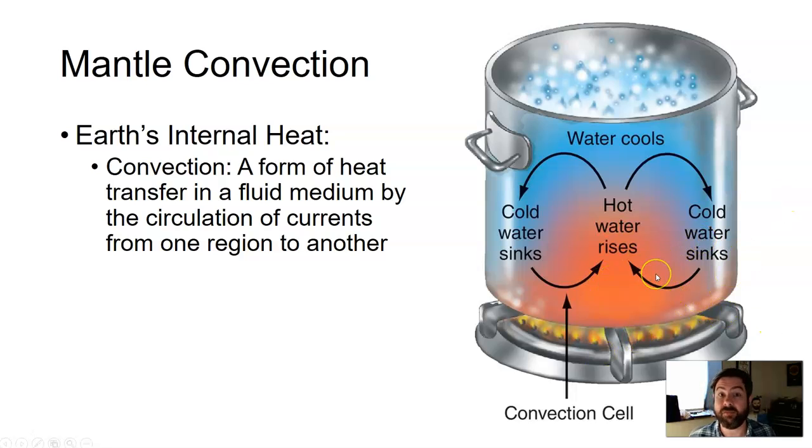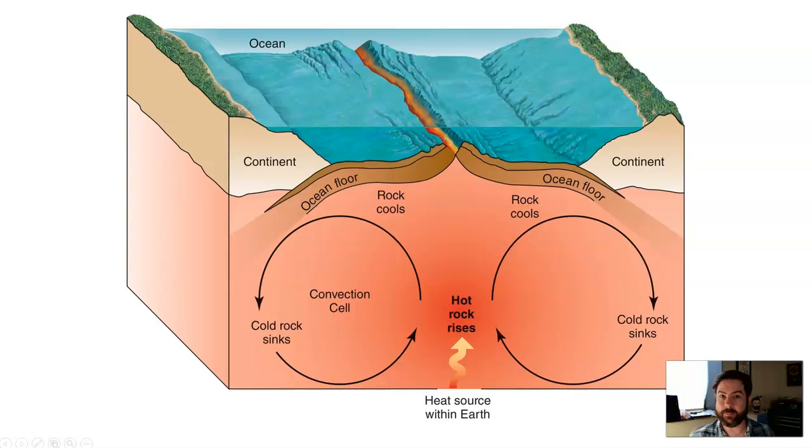So this is convection. Earth's internal heat is causing the same process, this convection process, a form of heat transfer in a fluid medium by circulation of currents from one region to another. Another way, that's just a fancy term for saying heat being transferred to move stuff around. Right? So what's happening inside the Earth?